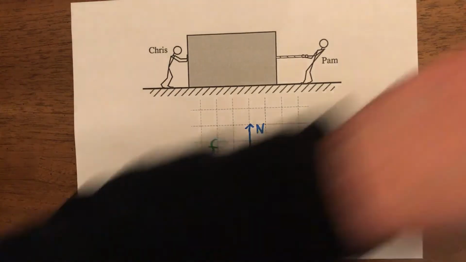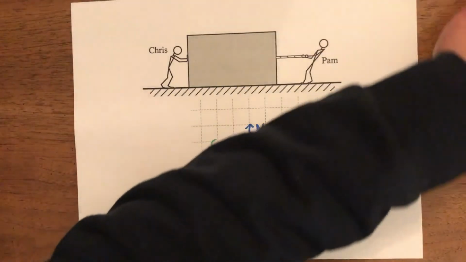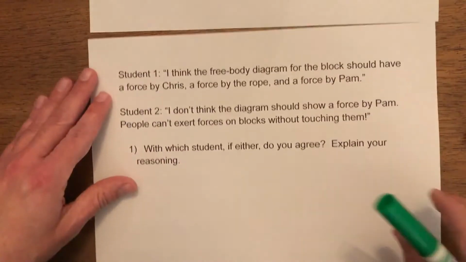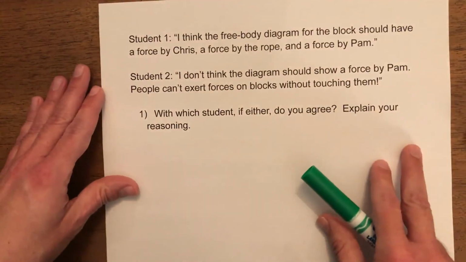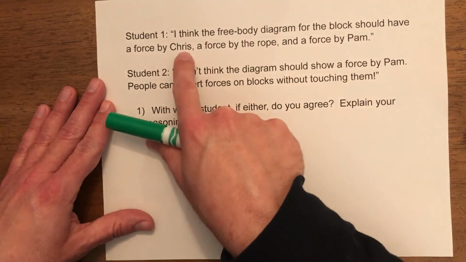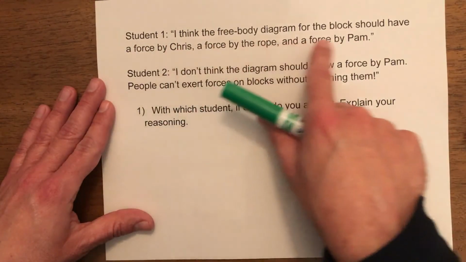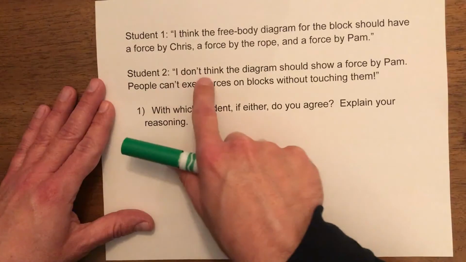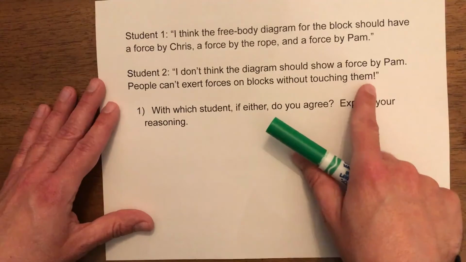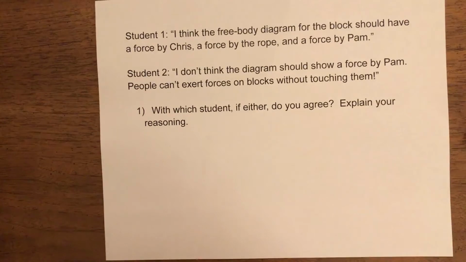So one more quick bit here, I'll answer the other question that says stop to discuss with the group, and then you guys will finish the rest of the worksheet here. So student 1 and student 2 are having an argument. Student 1 says, I think the free body diagram for the block should have a force by Chris, a force by the rope, and a force by Pam. So 3 forces there, Chris, the rope, and Pam. And student 2 says, I don't think the diagram should show a force by Pam. People can't exert forces on blocks without touching them. So which student do you agree, if either, do you agree with?